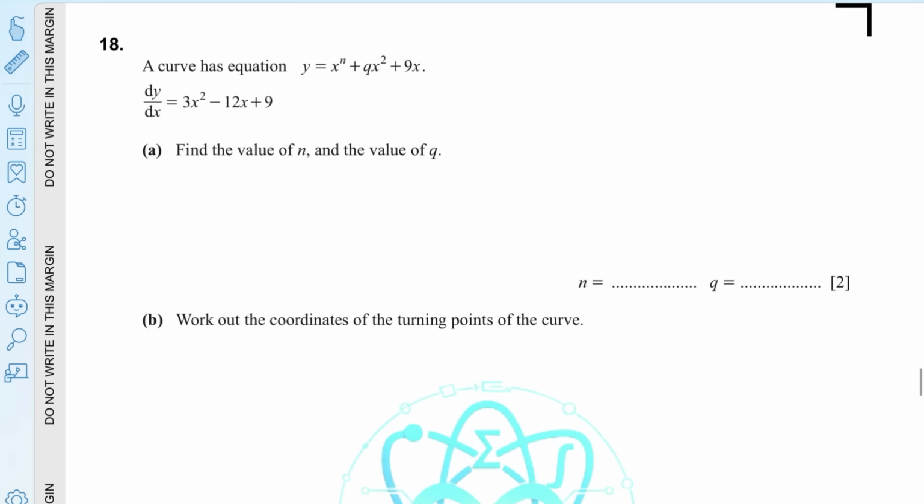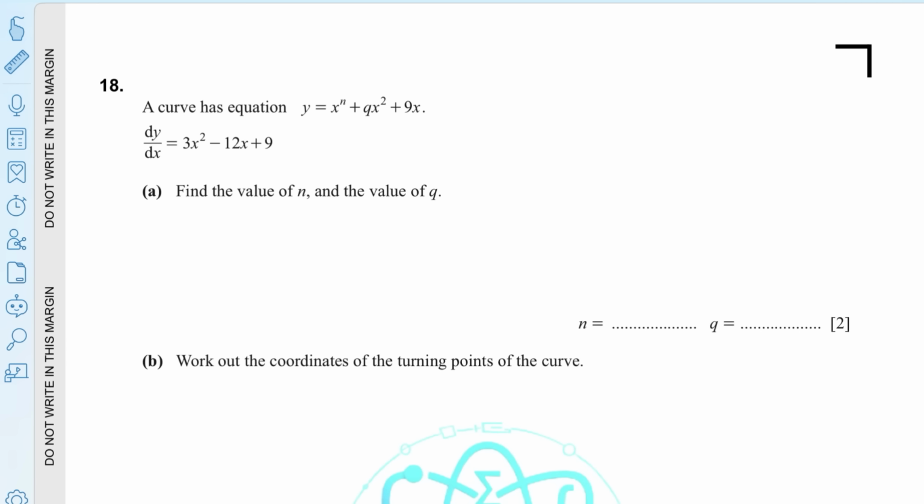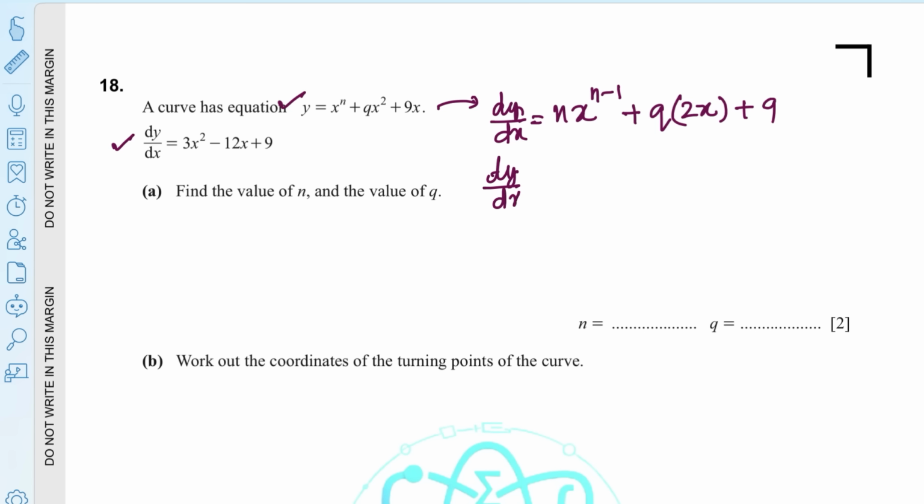Okay, question number 18. Question number 18 is about differentiation, right? Now, this is y, this is d over dx. Question is given, find the value of n and q. Okay, now if I try to find dy over dx, this answer should be n times x to the power n minus 1, right? Plus q is constant, x squared differentiation becomes 2x, right? And differentiation of 9x will be 9. Got it? Now that is exactly equal to what is given. It is given 3x squared minus 12x plus 9.